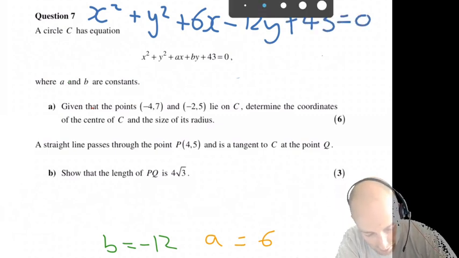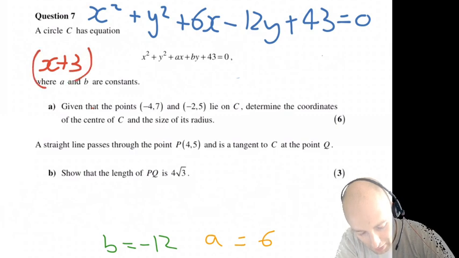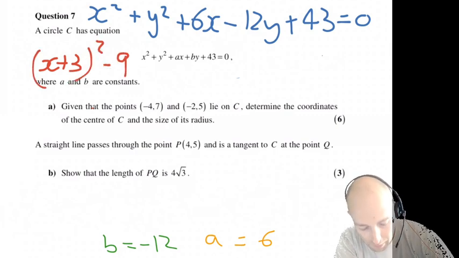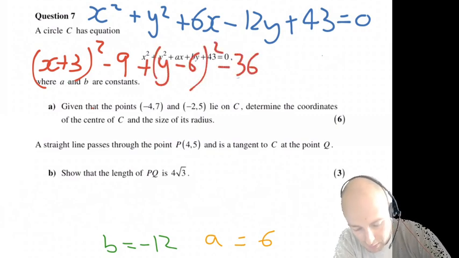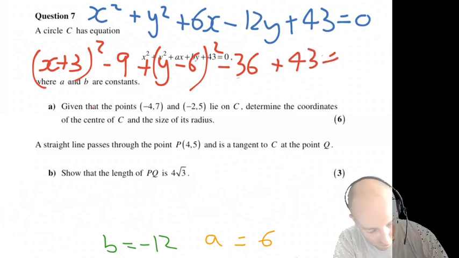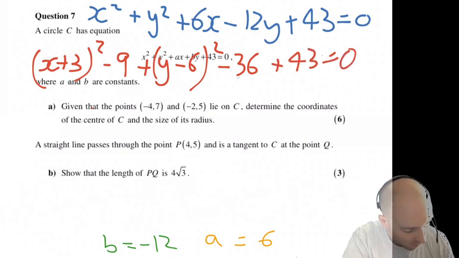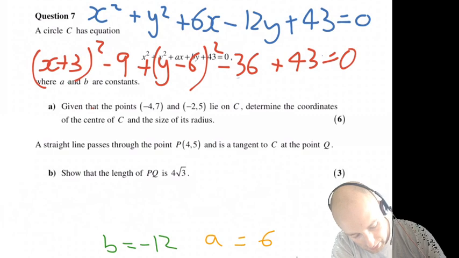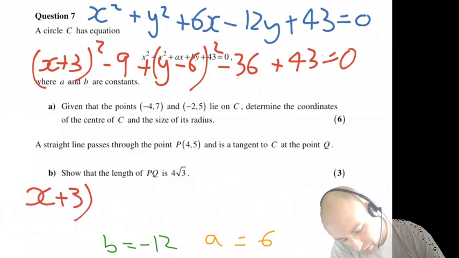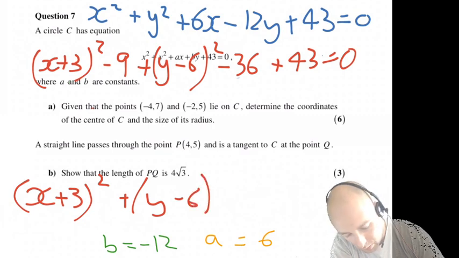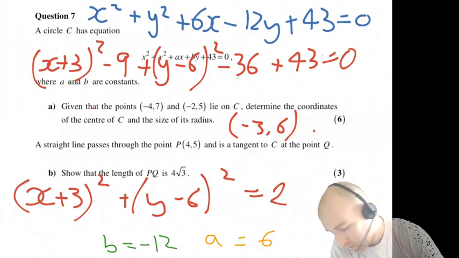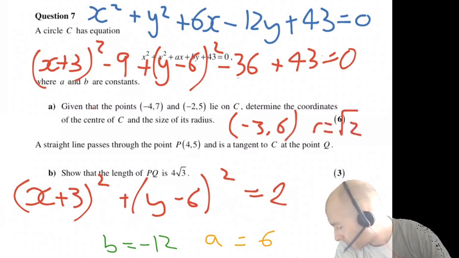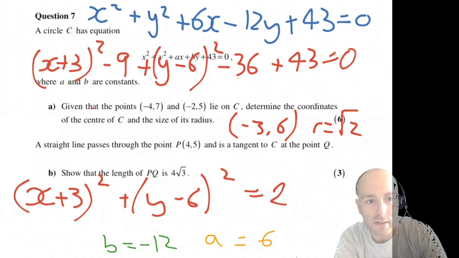Complete the square. x plus 3, that's a lot nicer, isn't it? Minus 9, plus y minus 6 minus 36 plus 43 is 0. Add all the stuff over. So we're going to get minus 43 plus 36 plus 9, which gives me 2, as George said. So we get x plus 3 squared plus y minus 6 squared equals 2. So the center is minus 3, 6, and the radius is root 2. Cool. Fixed it. Nice. All right.